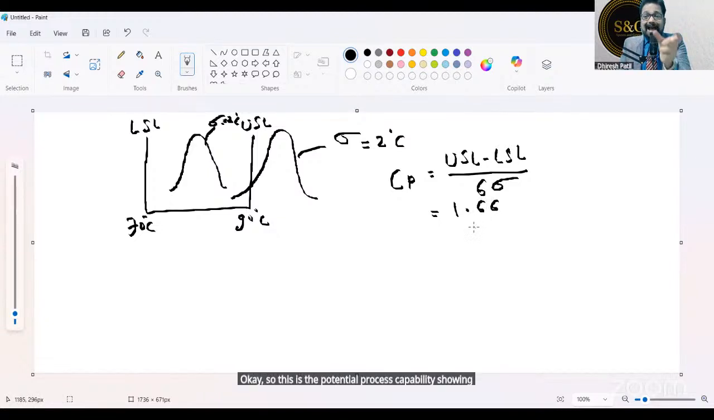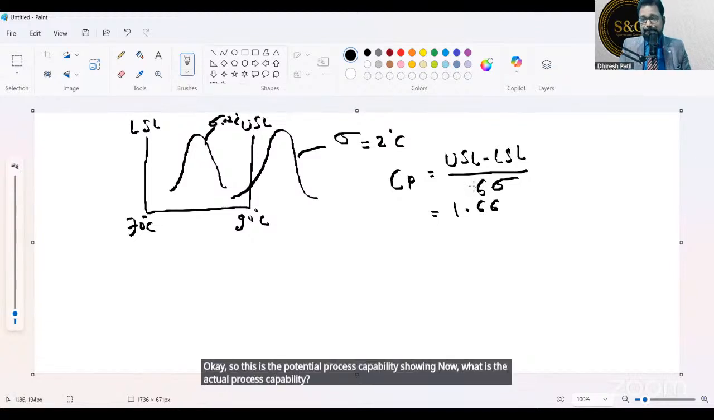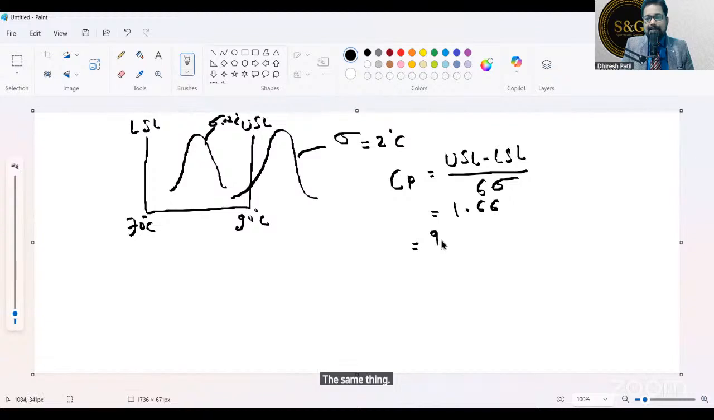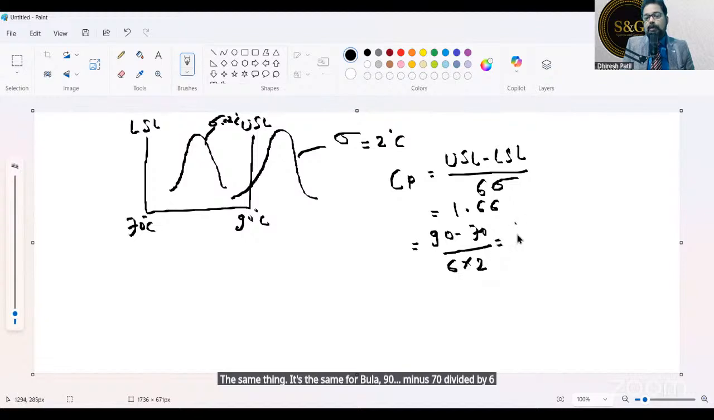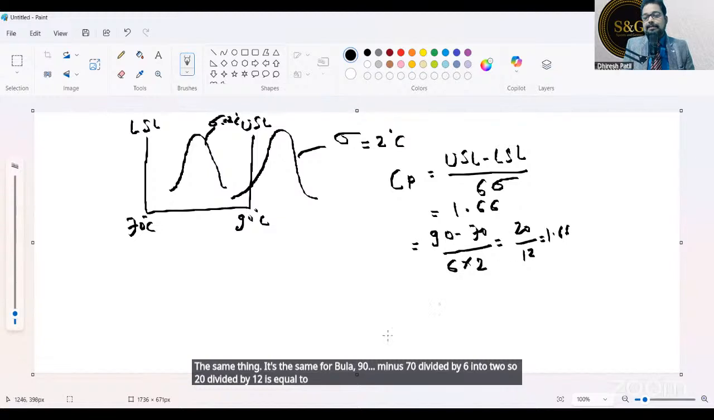Now, what is the actual process capability? The same thing, na? It's the same formula, na? 90 minus 70 divided by 6 into 2. So, 20 divided by 12 is equal to 1.66. Same as what we calculated earlier, correct? Yes. Now, so then statisticians actually evolved another formula, yahan tak clear hai?